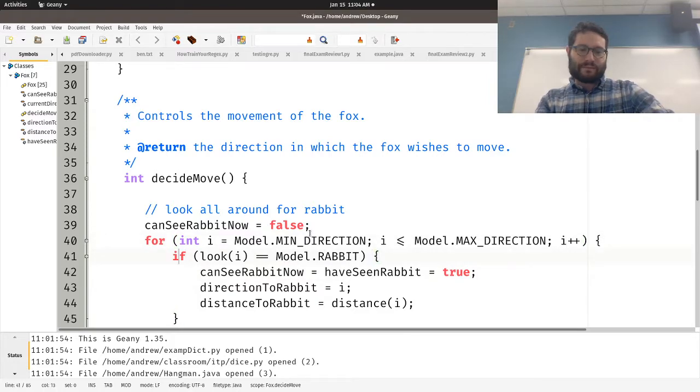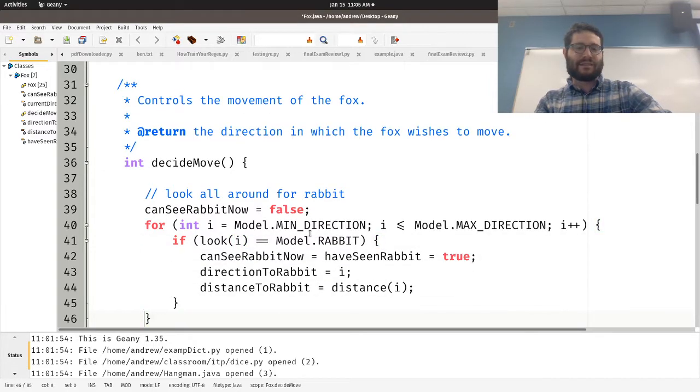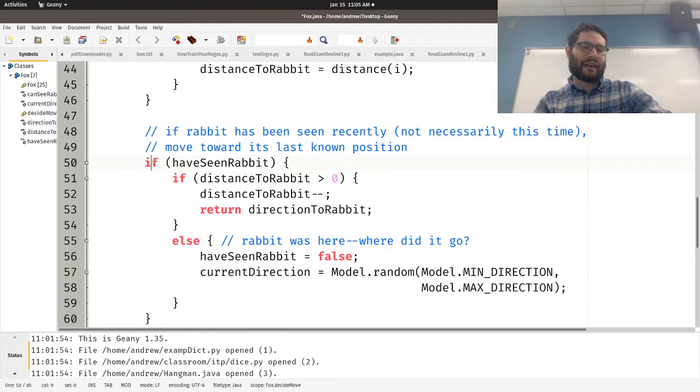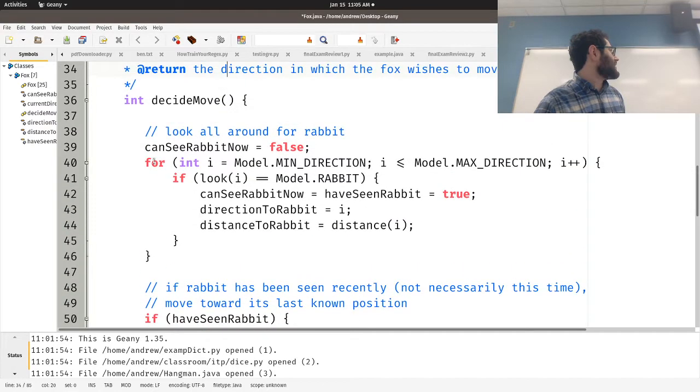So I say if I'm looking in direction i and I see the rabbit, then I'm going to set it to true. Really, the for loop and the if statement is what we really need for our code, and I'll get into that in a second. So if I have seen the rabbit, if I've detected it and I've tracked a distance, and I'm not on top of where I saw the rabbit, I'm going to subtract 1 and move directly towards the rabbit. If I can see it, I move directly towards it.